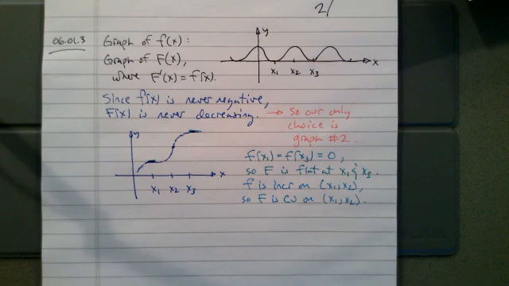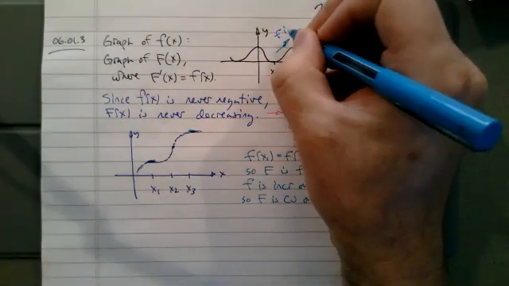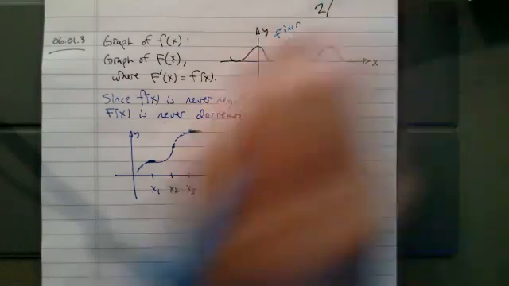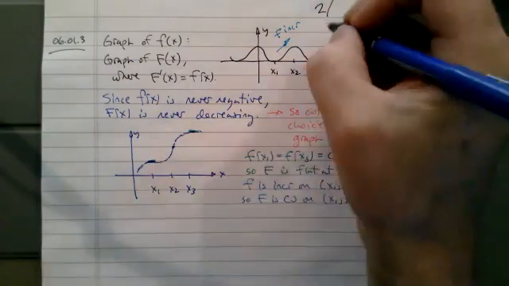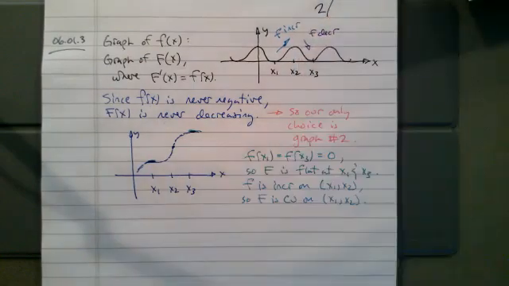And then from x2 to x3, little f is decreasing, so capital F will be concave down. So this is an exaggerated version of what we should be seeing.